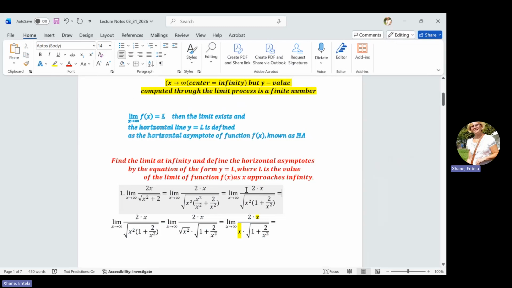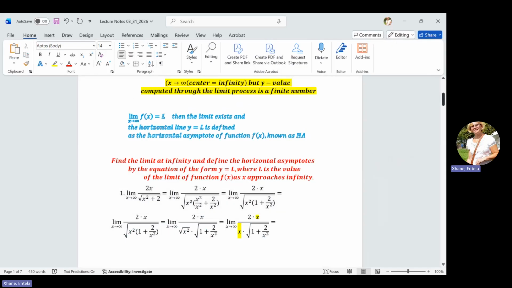In the next step, I'm going to keep the top as it is. X squared is taken out in front of the grouping symbol. Division of x squared by itself, you generate 1, not 0. And then I won't be able to do anything about 2 over x squared. So that's going to stay as it is.